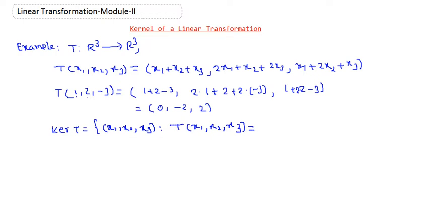Which one is the zero vector of R3? It is (0, 0, 0), where all components of the vector are 0. So we are talking about all such vectors which go to the zero vector of R3. Okay, how is it defined? Suppose we take an element: let us take (a, b, c) belonging to the kernel of T.